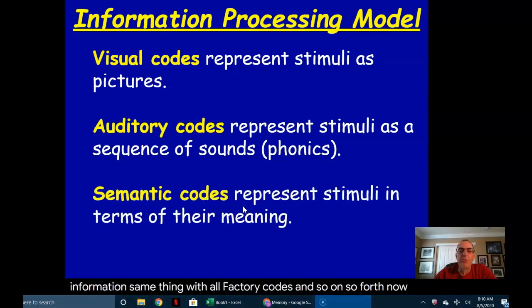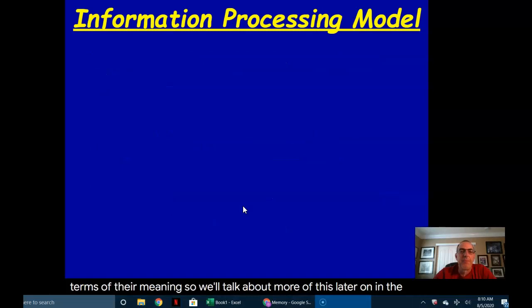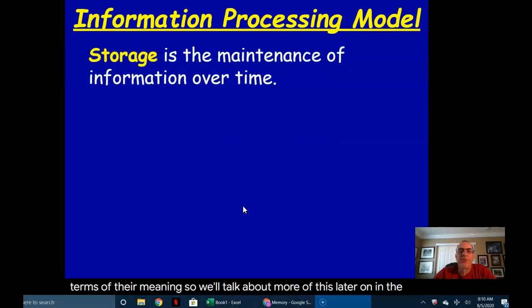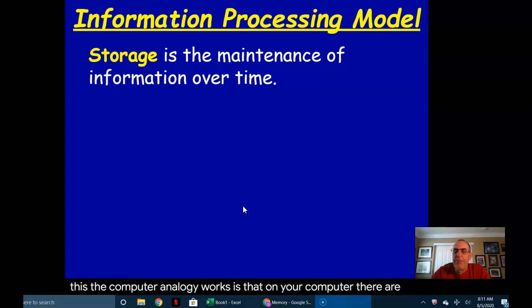Now, there is one type of code that's very special that we'll talk about later. This is called a semantic code. This is where we represent stimuli in terms of their meaning. We'll talk more about this later on in the video. Once we encode the information, we have to store it someplace. Up in our cerebral cortex is where we store all this information. The way the computer analogy works is that on your computer, there are different ways you can encode information. You can type it on a keyboard, you can scan it through a scanner, and so on. Also, we can store it on a hard drive, on a pen drive, or in the cloud. So that's how the analogy works.